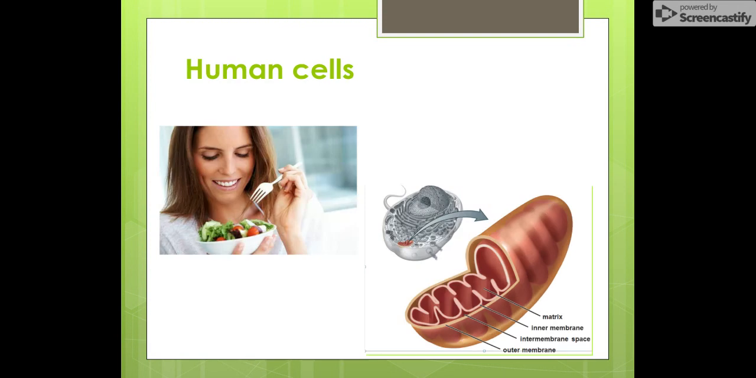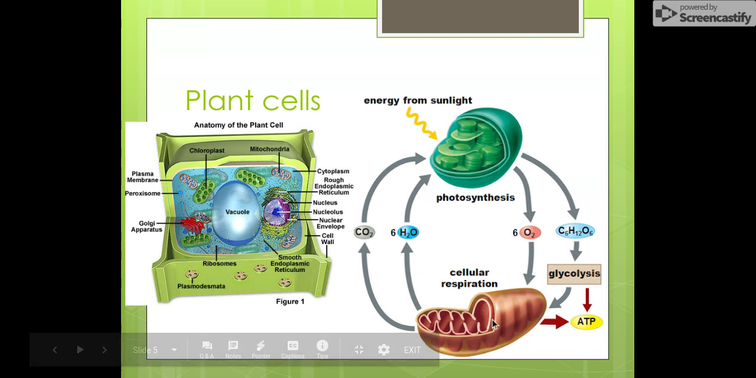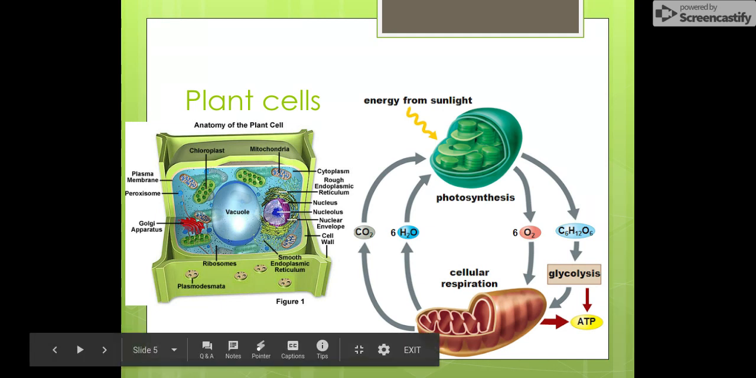Okay. We see our plant cells here. Within plant cells, we have our chloroplast. Within those, we've got those thylakoids. We do our light-dependent, light-independent reactions, all this photosynthesis. Okay. Plant cells also have mitochondria, which is where cellular respiration is going to take place.